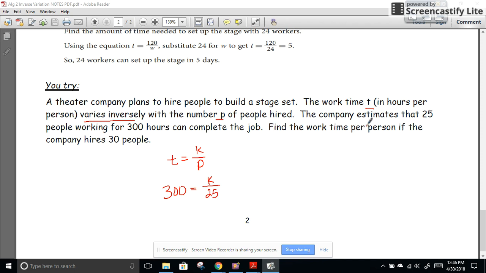Okay, find the work time. Okay, so I have to find my constant of variation. So the first thing I have to do is take 300 and multiply it times 25. So that's 7500. That's what K is. Multiply both sides by 25.